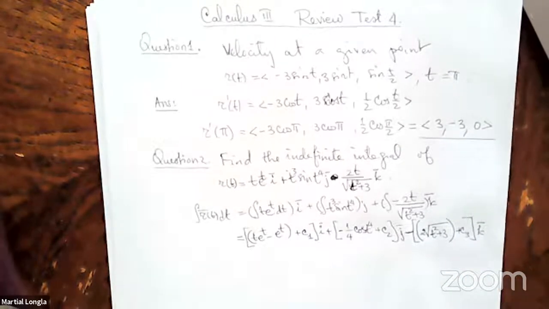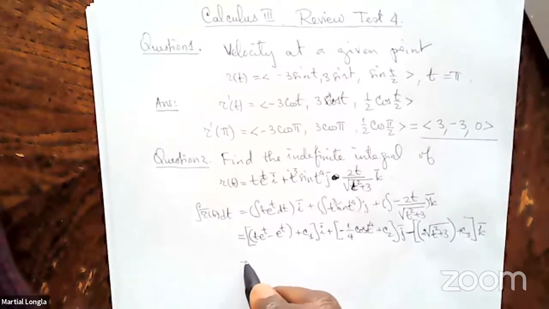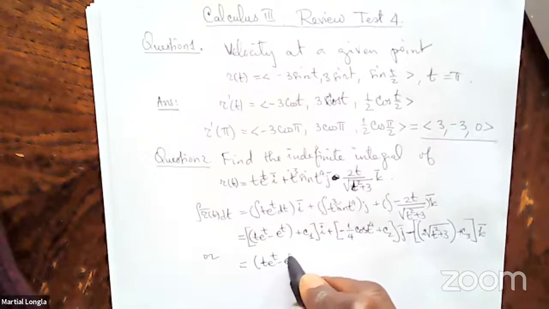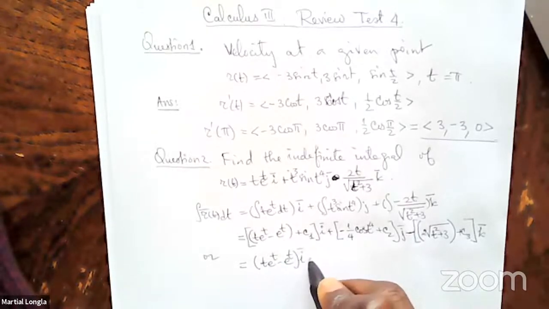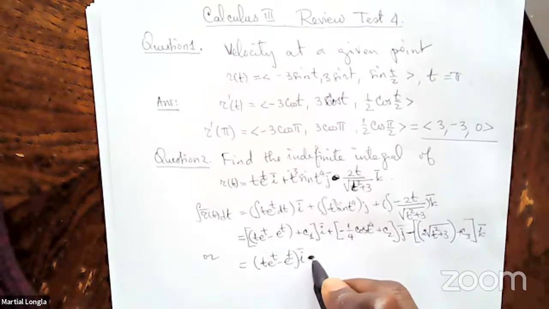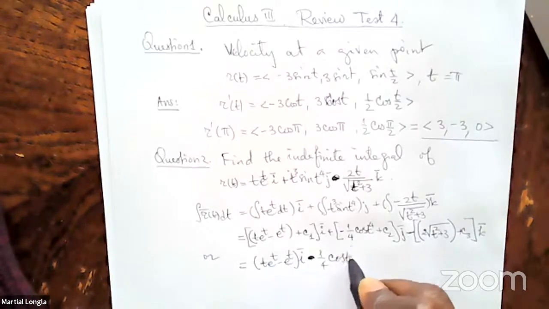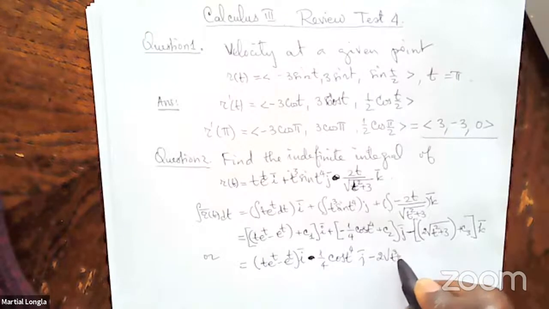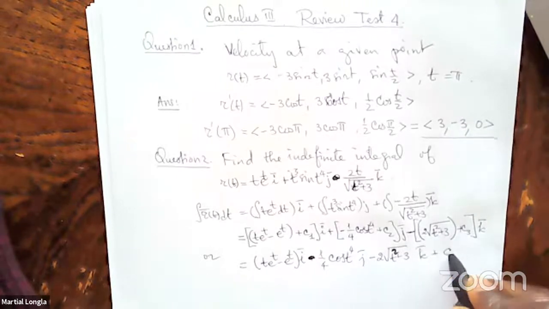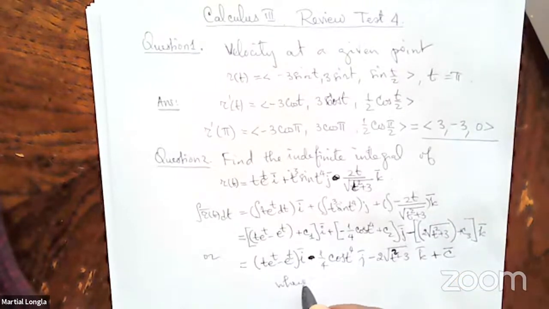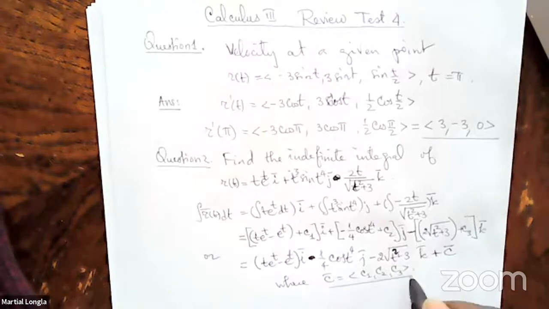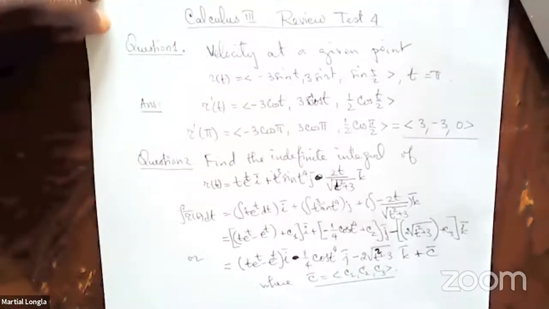times k. And now if you want to combine those things, you can do now that this is t e to the t minus e to the t i minus 1/4 cosine t to the fourth j minus 2 square root of t squared plus 3 k plus a vector c, where c equals c1, c2, c3. That's how you would answer that question.